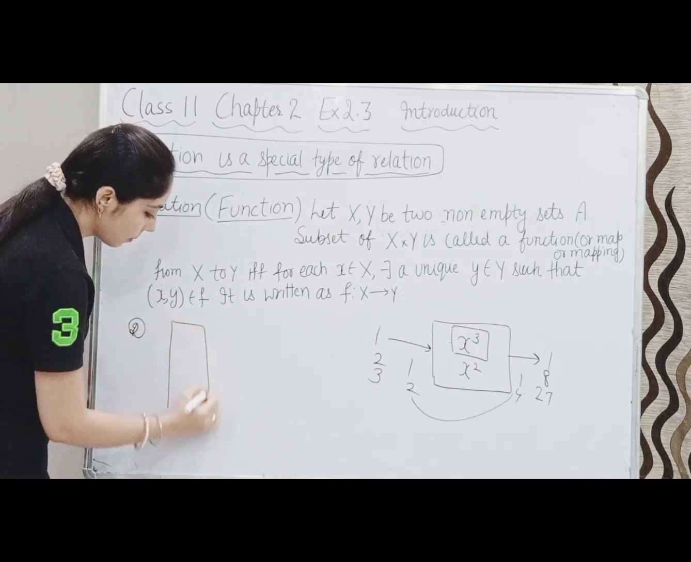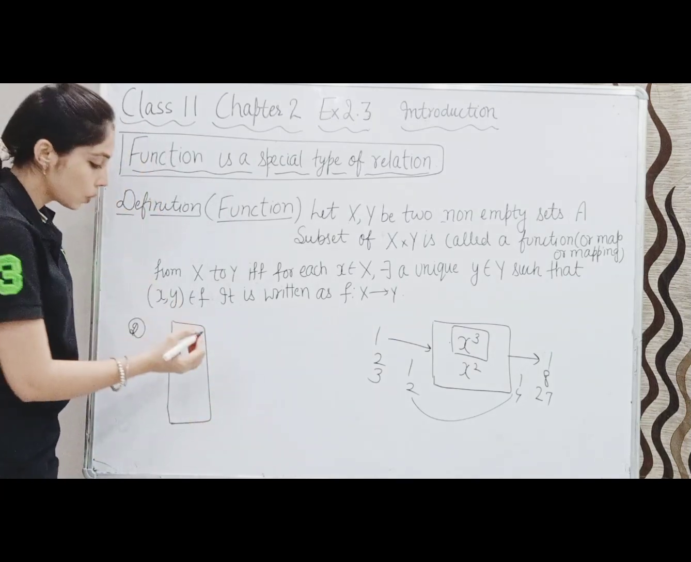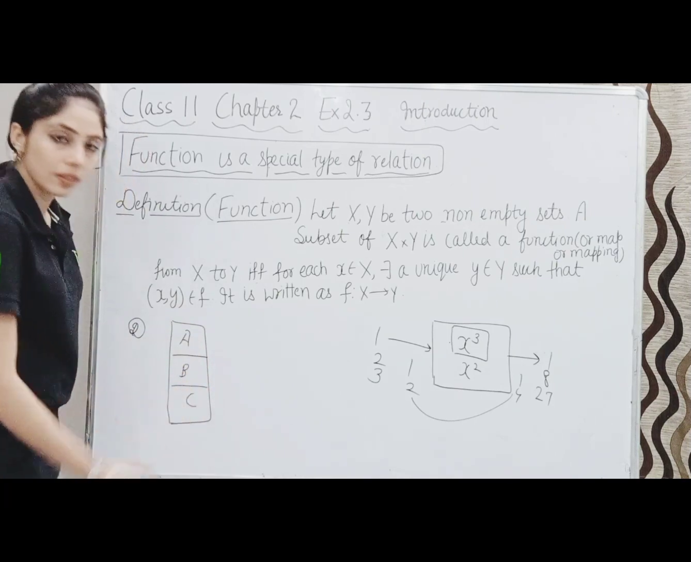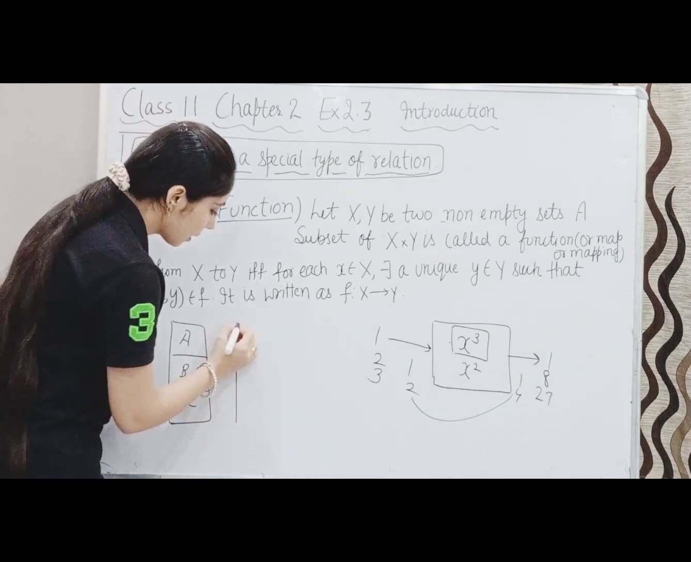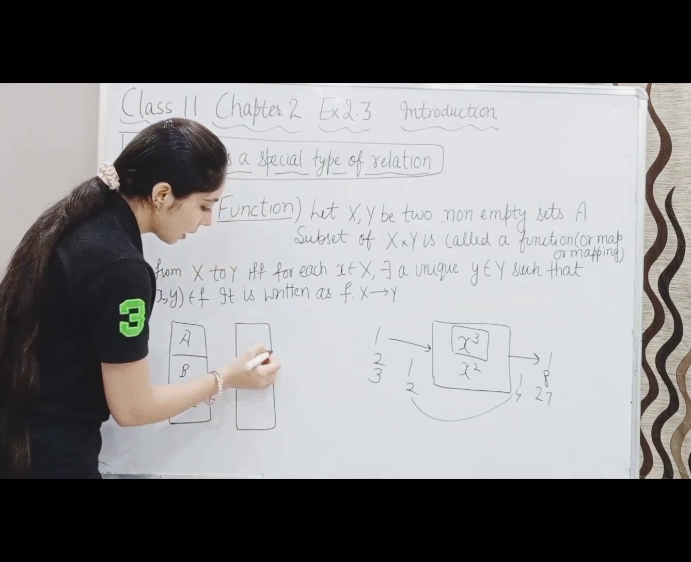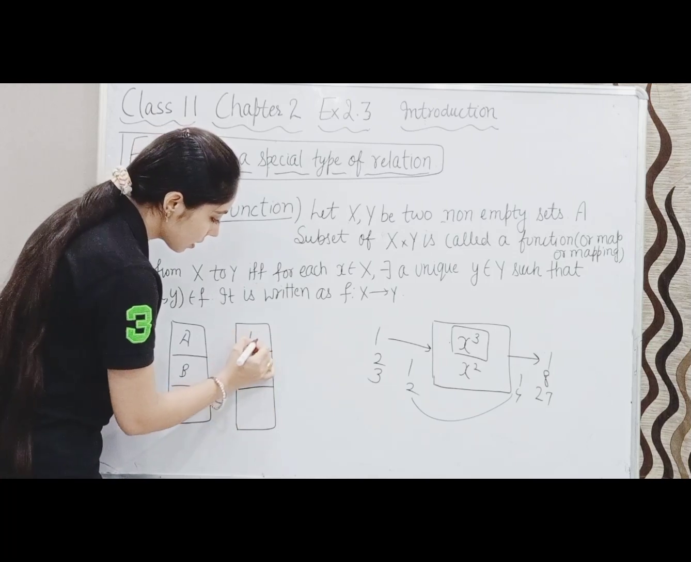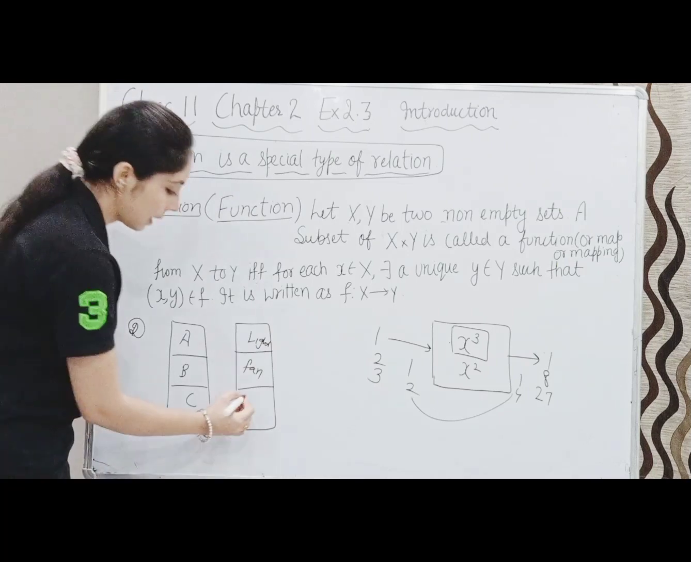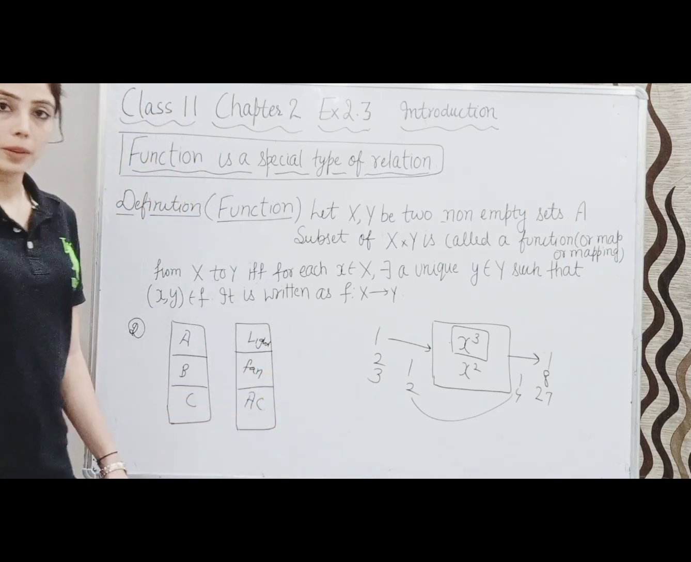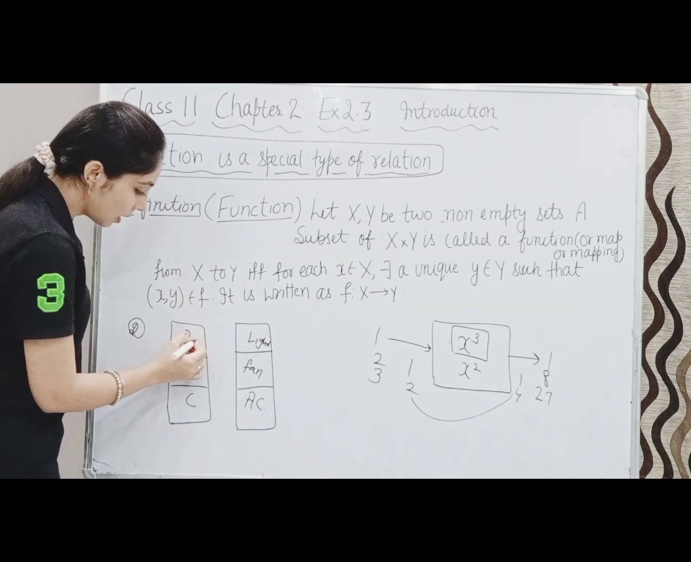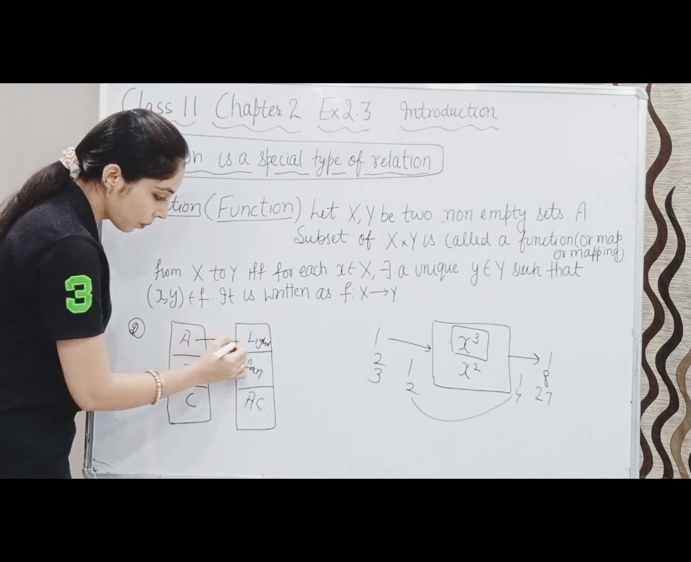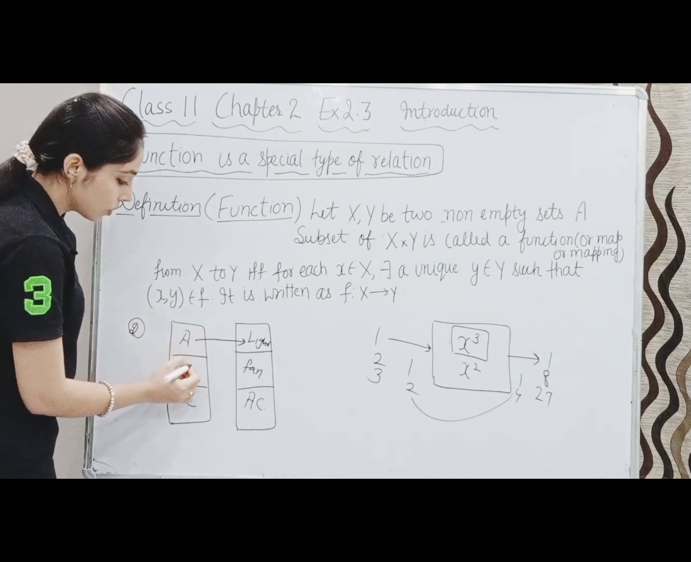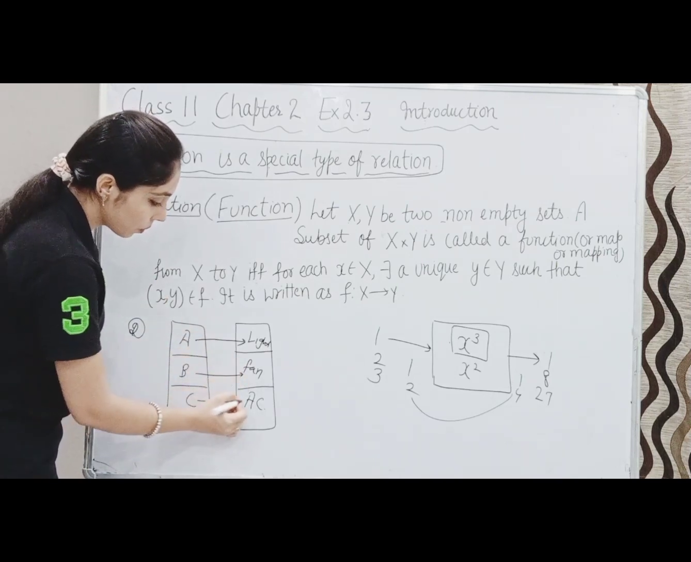In your classroom, we have 3 switches: A, B and C. A switch is for the light, B switch is for the fan and C is for the AC. Is it possible that by switch A we can switch on the light and the fan at a time? A function is this type of relation.